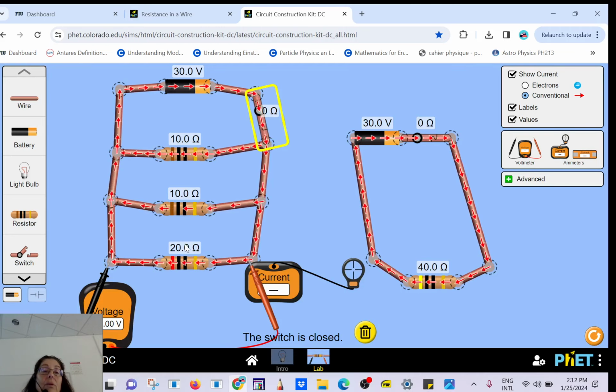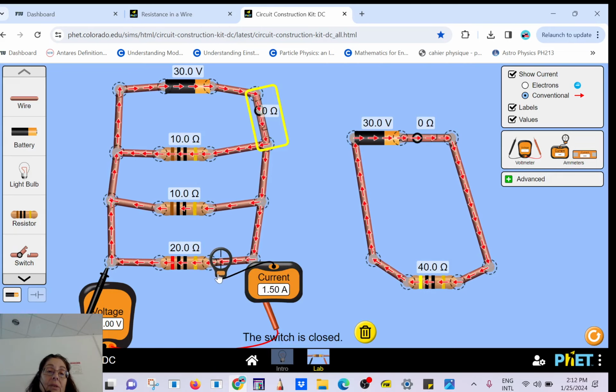Okay, the resistance is 20. So then you have 30 divided by 20. It's going to be 1.5. Okay, now it's much, much happier than before. Because before it was 0.75, now it's 1.5. That's what it wants. And this one is 30 divided by 10, which is 3. And here it's going to be 3.